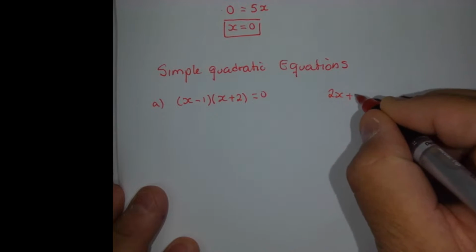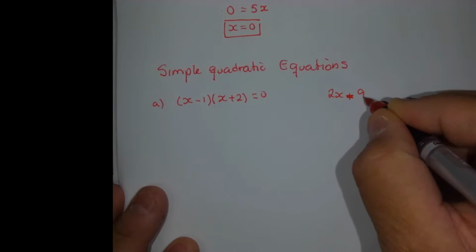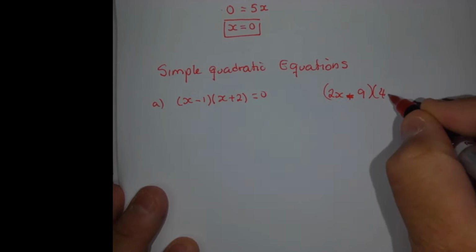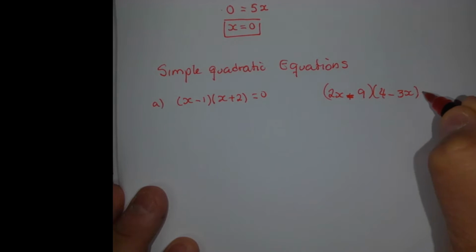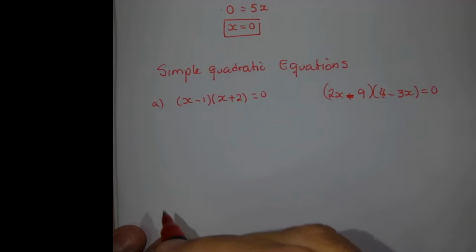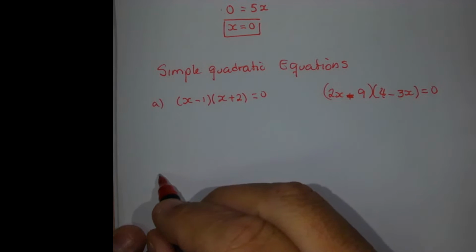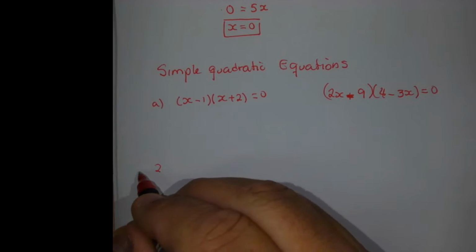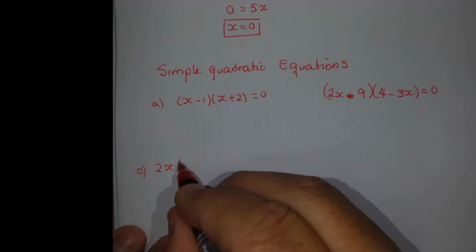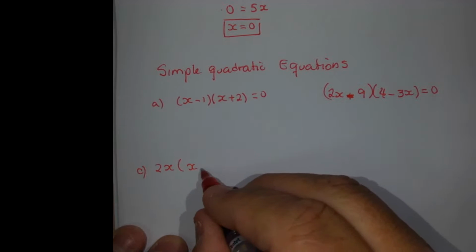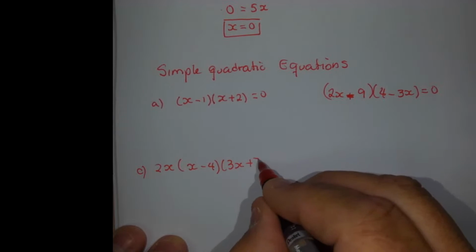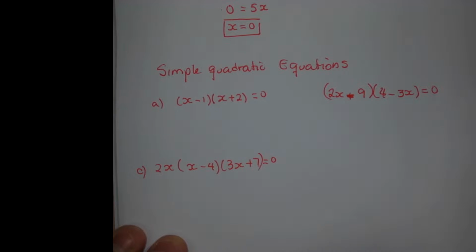2x minus 9 times 4 minus 3x equals 0. And then last but not least, I'm going to solve an equation that has a few more than one term. It's going to look something like this. It's going to be 2x, so let me just say c, will be 2x times x minus 4 times 3x plus 7 equals 0. And let's see how we go.